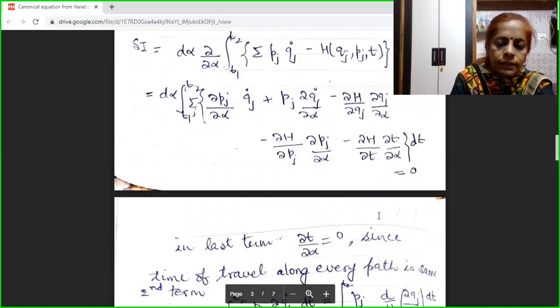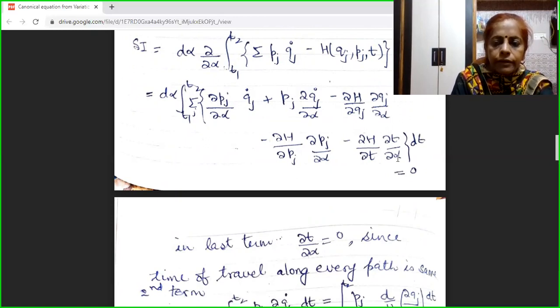Now, in the last term, we have del t by del alpha. What does it mean? That there is a variation of time with respect to path. But we know that in moving from the initial point to the final point, the time of travel along every path is the same. So del t by del alpha is equal to 0. So we substitute the last term to be 0.